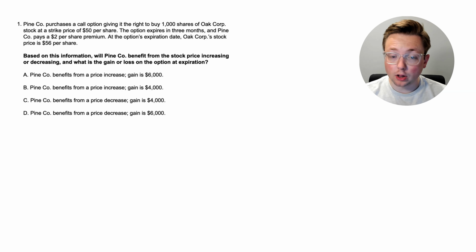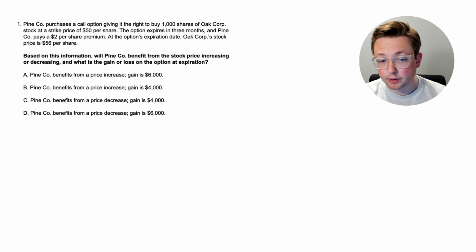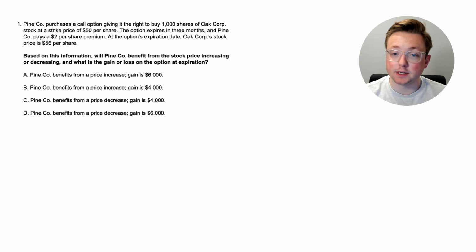PineCo purchases a call option, giving it the right to buy 1,000 shares of Oak Corp stock at a strike price of $50 per share. The option expires in 3 months, and PineCo pays a $2 per share premium. At the option's expiration date, Oak Corp's stock price is $56 per share. So again, based on this information, will PineCo benefit from the stock price increasing or decreasing, and what is the gain or loss from the option at expiration?